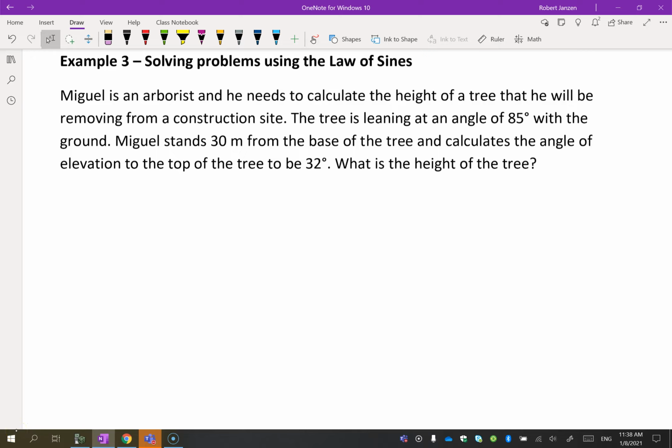The next step of the law of sines is looking at word problems. And with the word problems, you're going to have to draw the picture first, and sometimes this is the tricky part. Okay, let's look at this question.